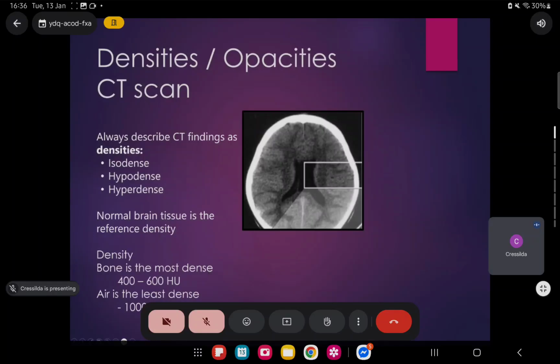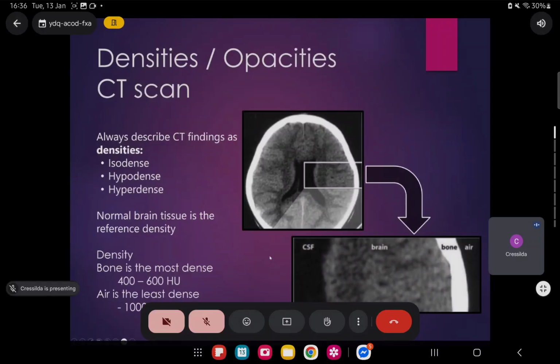How do we describe this? So Godfrey Hounsfield, the inventor of CT, gave this unit to describe density as Hounsfield units. Okay, so when we talk about that, the most dense would be bone, which would range around 400 to 600. Air would be the least dense, which can go all the way down into the negatives. Also remember that fat is also one of the lesser dense, although not as least dense as compared to air. So when we talk about density in comparison to what, since we're talking about Hounsfield units.